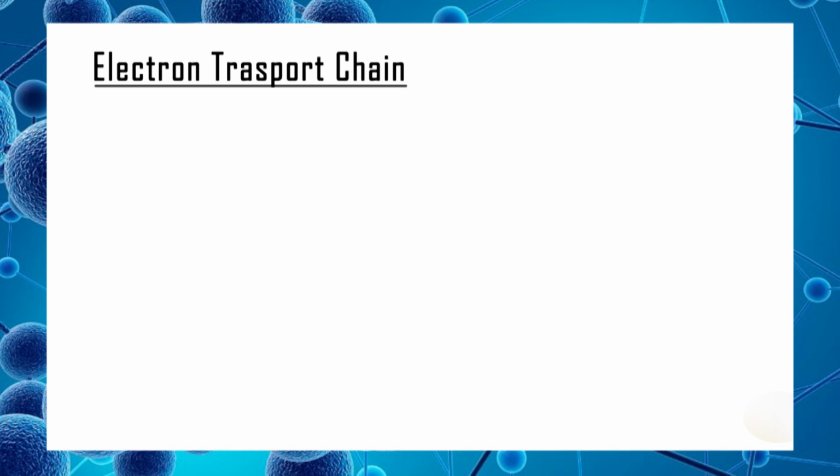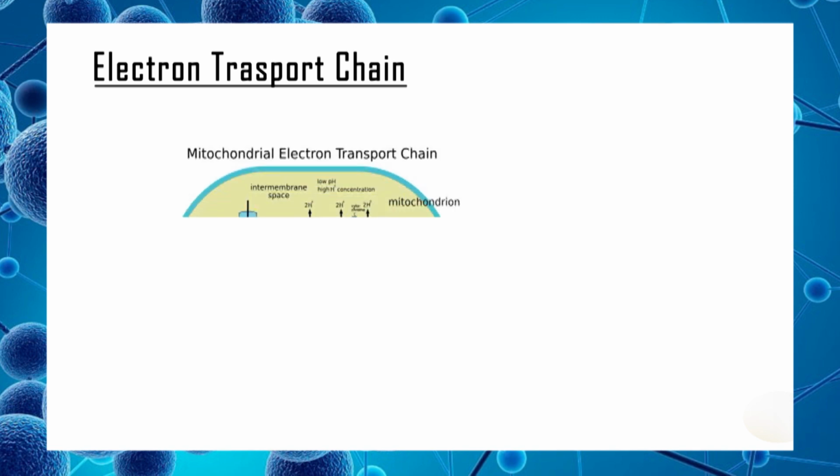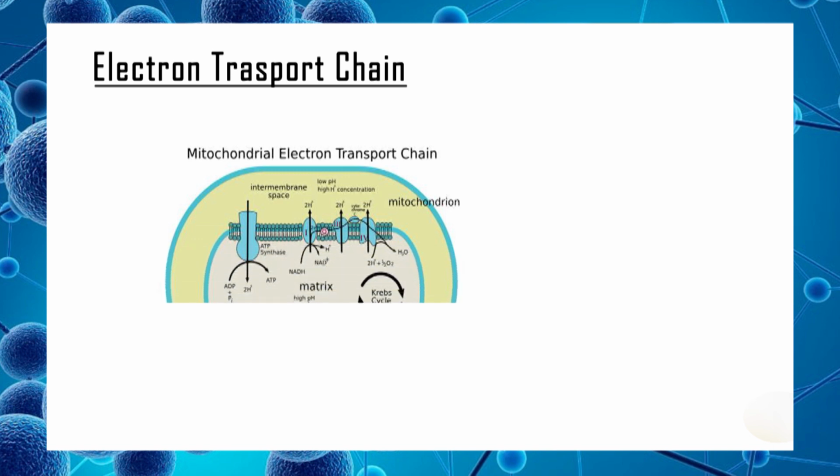Now, next one is lactic acid fermentation. Many cells convert accumulated pyruvic acid from glycolysis to lactic acid. Lactic acid fermentation regenerates NAD, so glycolysis can continue. So, the equation for lactic acid fermentation is pyruvic acid plus NADH. So, we can get lactic acid plus NAD.